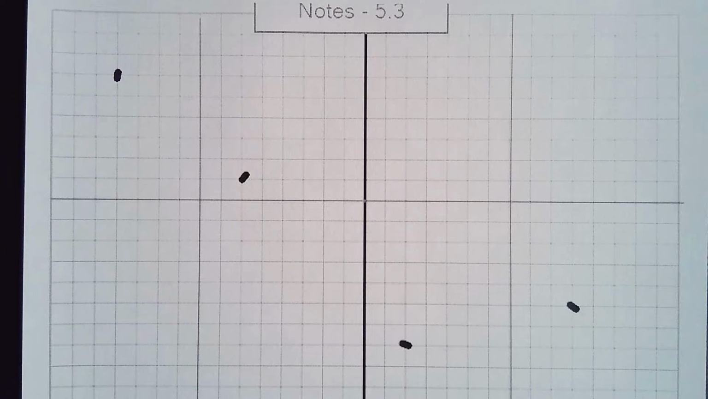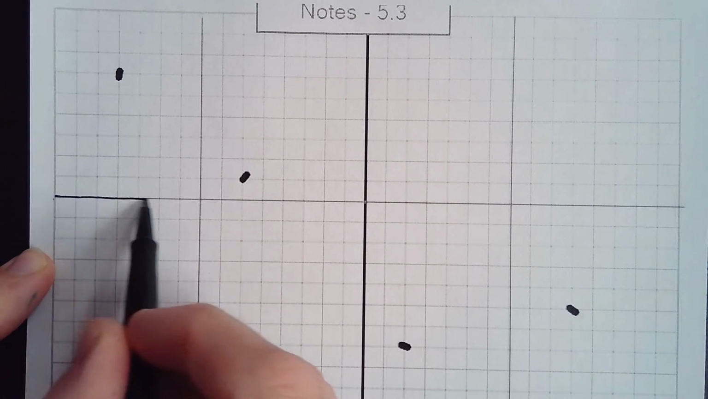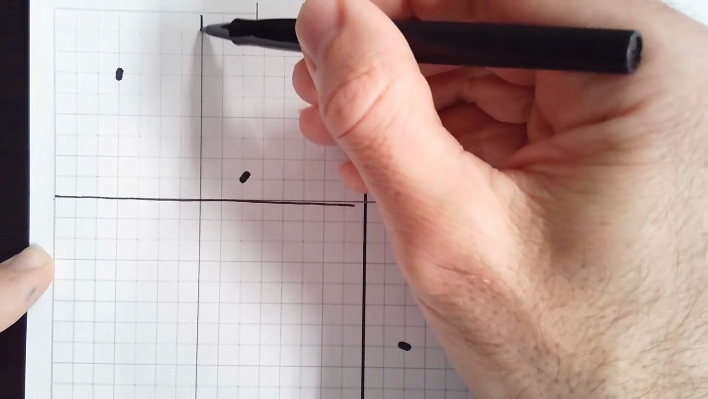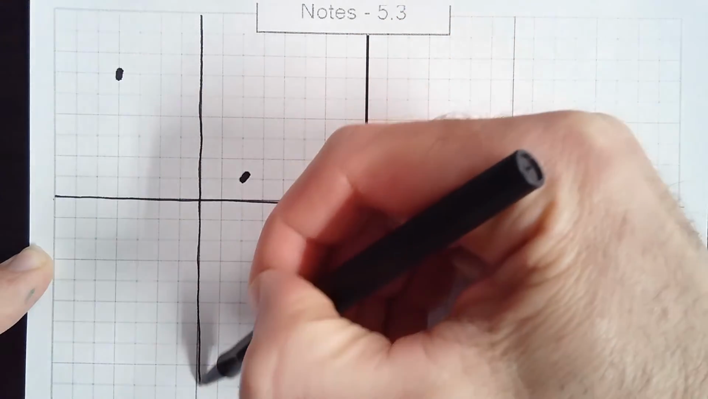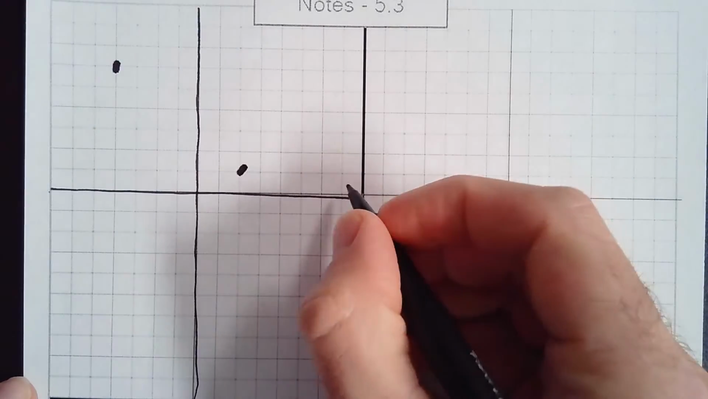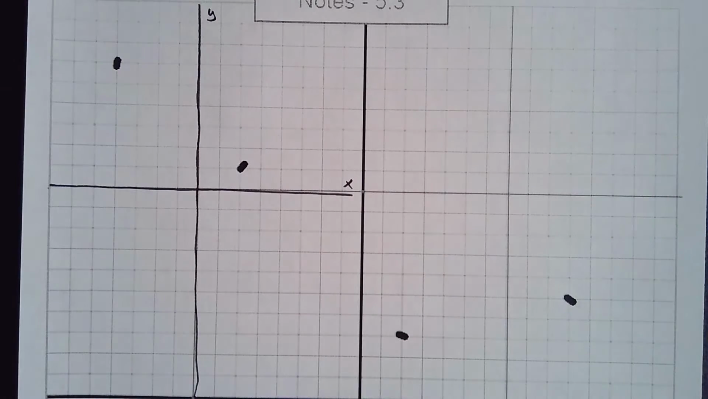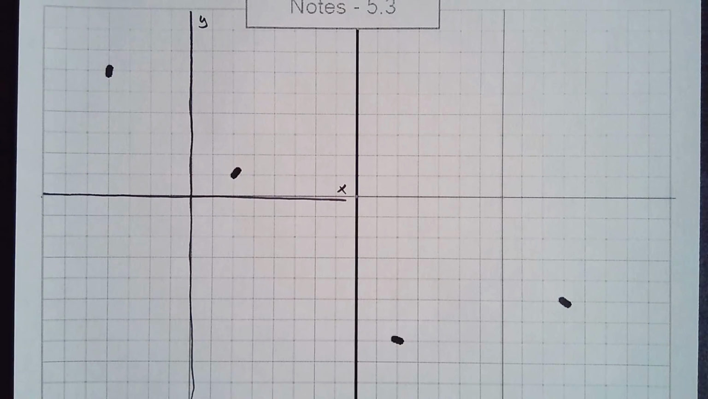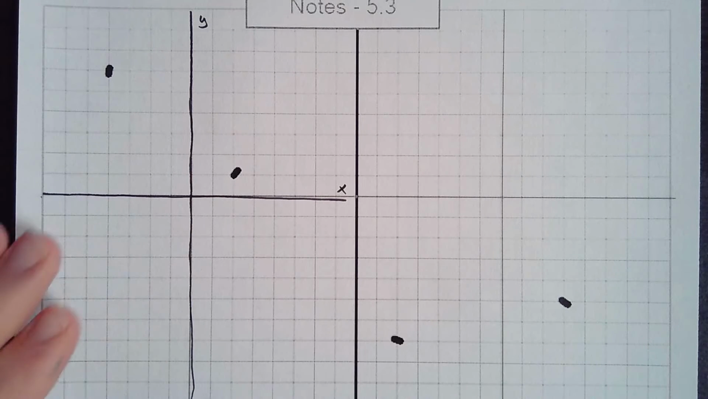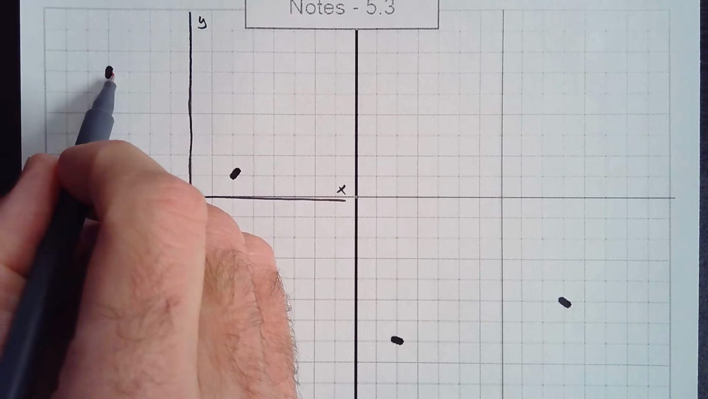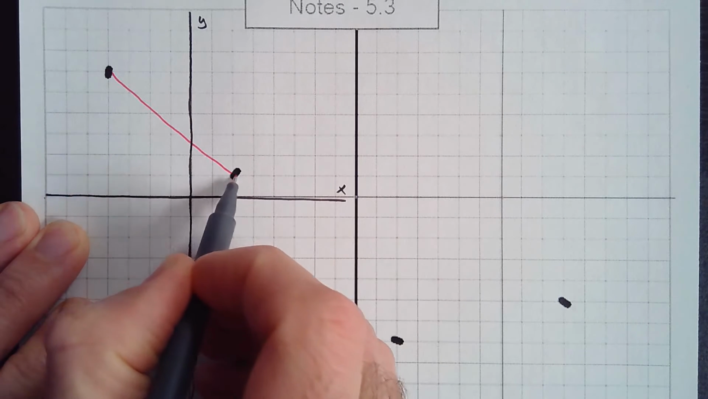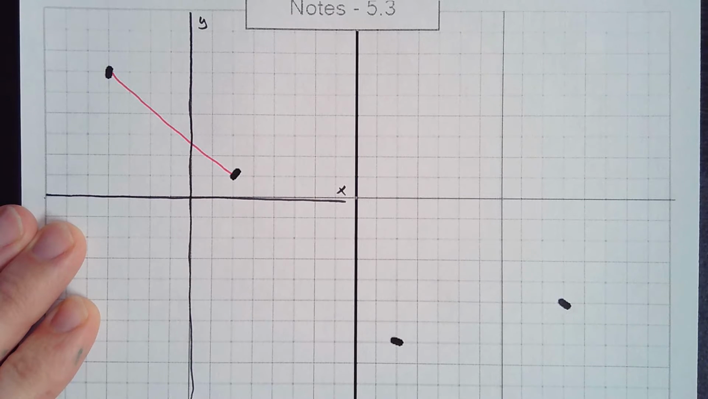So first of all, we're going to look at our graph here. So we have this graph. Here's our x and y axis, and here are our 2 points on there. So the first thing we need to do when we have something like this, we want to find the distance. So we want to find out how far it is from here to here. We want to find that distance.